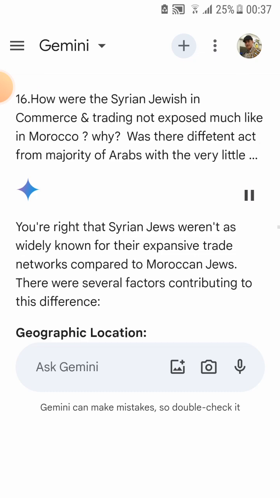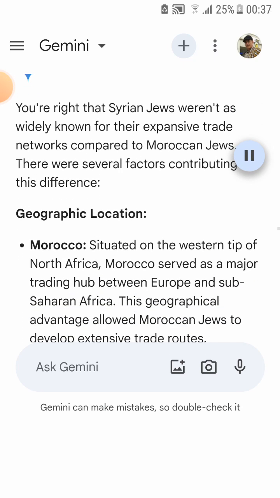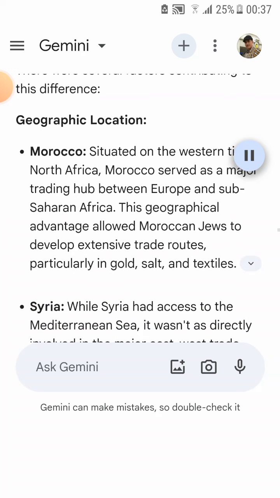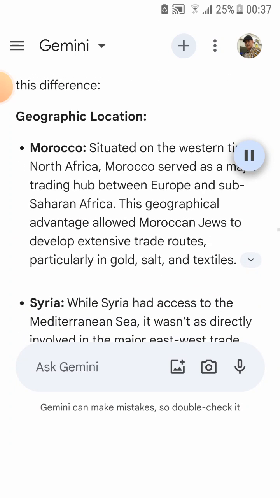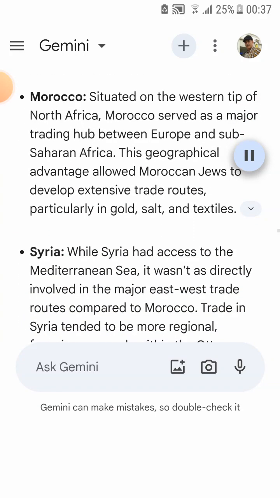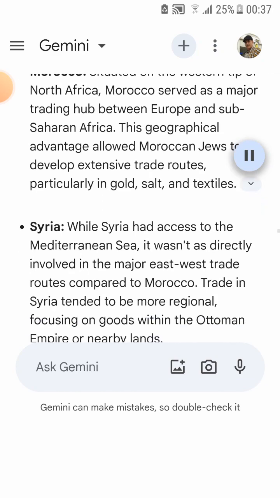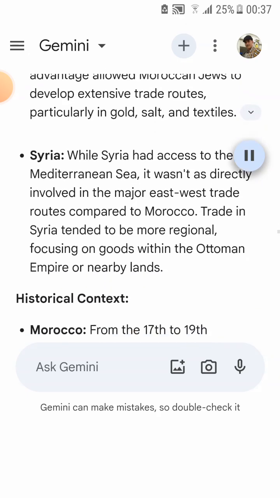You're right that Syrian Jews weren't as widely known for their expansive trade networks compared to Moroccan Jews. There were several factors contributing to this difference. Geographic location. Morocco. Situated on the western tip of North Africa, Morocco served as a major trading hub between Europe and sub-Saharan Africa. This geographical advantage allowed Moroccan Jews to develop extensive trade routes, particularly in gold, salt, and textiles.